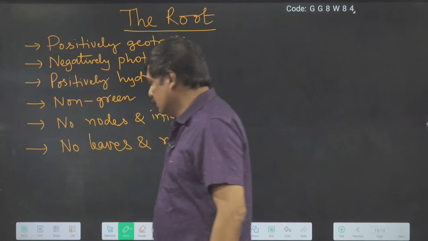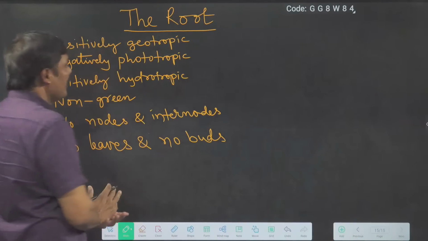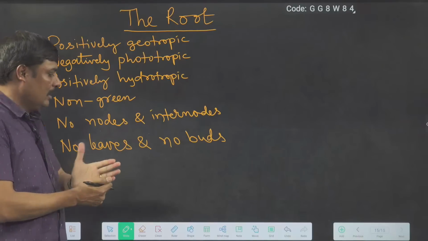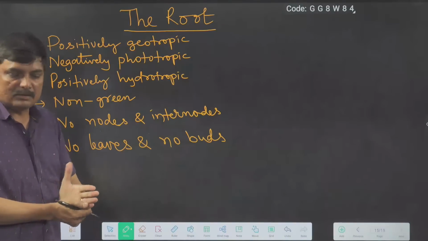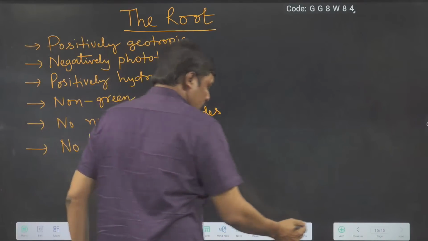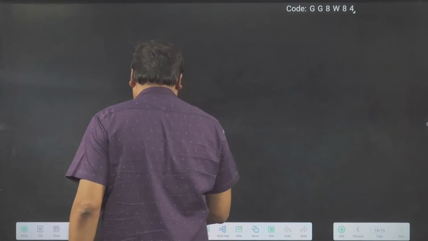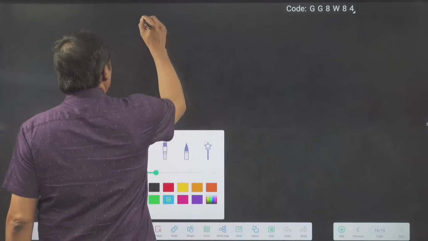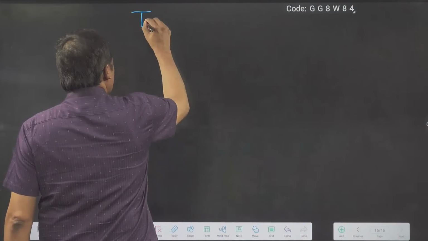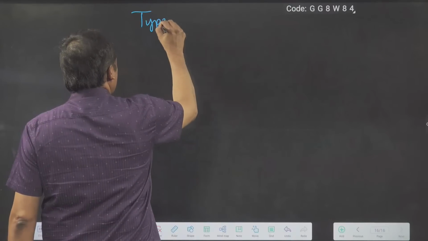Right? Now let us see the types of root system. Types of root system. There are three types of root systems in plants.